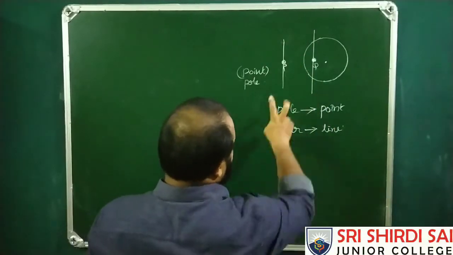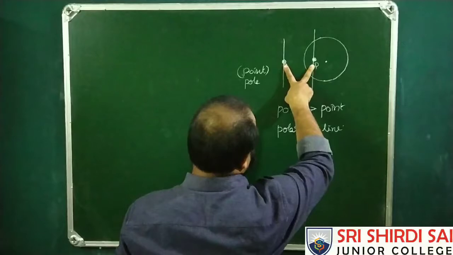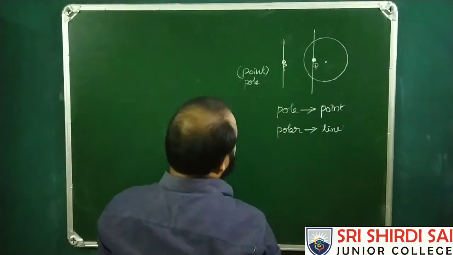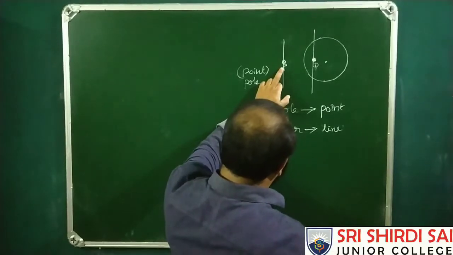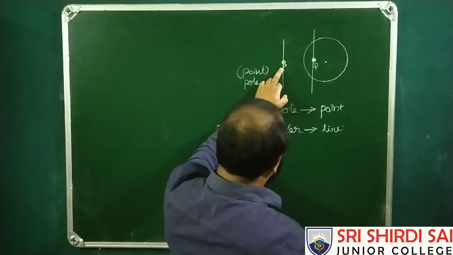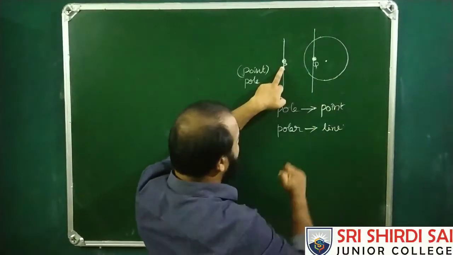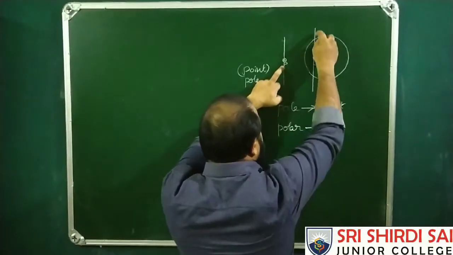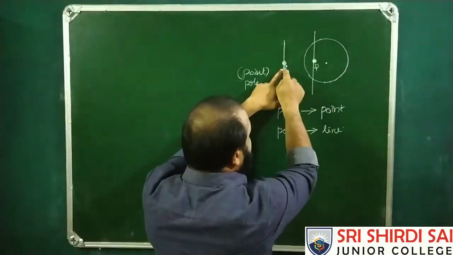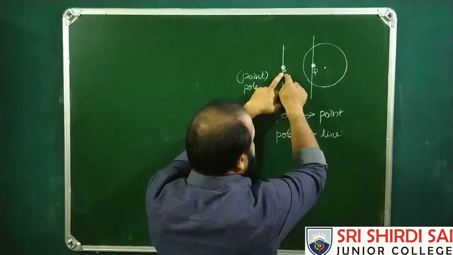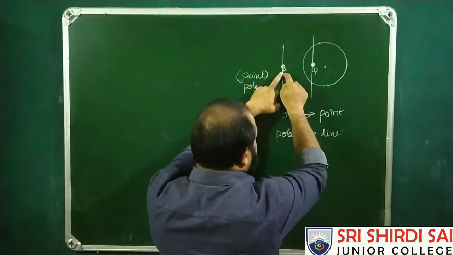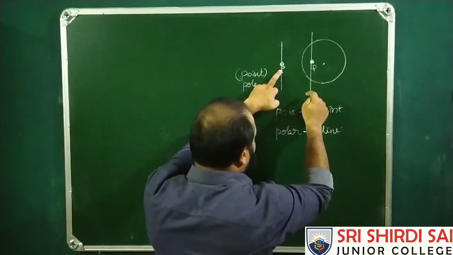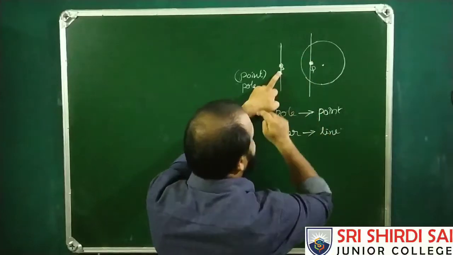If Q lies inside the circle, the polar of Q lies outside the circle. Now, P comma Q points are said to be conjugate points if the polar of this point P passes through Q. What is this line? This line is the polar of the point P.